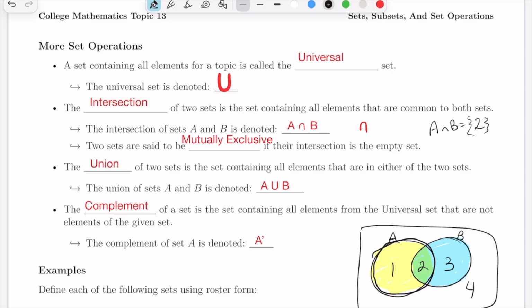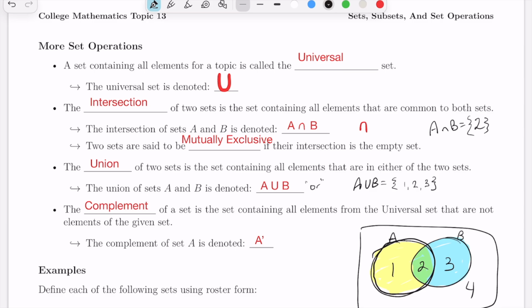For the union, the key word is or. In A or B. Anything in A or anything in B. A union B in this case is all the elements in A along with all the elements in B. But we're not going to write the number 2 twice. We don't count it twice. It's in both sets. There it is. So the union is just when you combine the 2 sets.